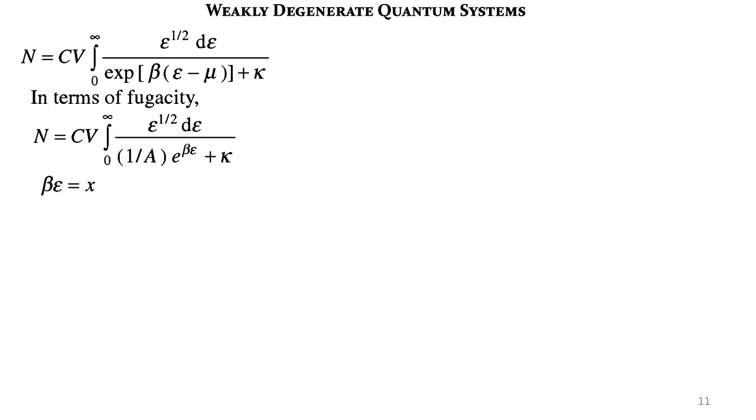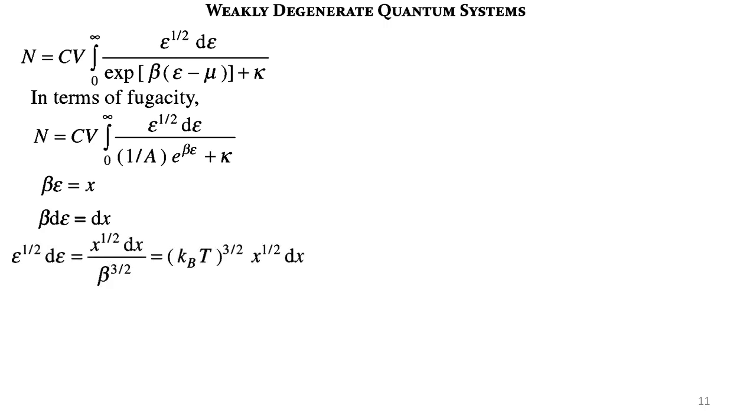Now let us do a little change of variable in this equation, and let us replace beta into E with x. So we actually are going to solve this integral now. If we do this substitution, then beta into dE is equal to dx, because beta is a fixed number. It depends only on temperature, and we are assuming that we are not dealing with systems with varying temperature. So in that case, we can write beta into dE is equal to dx.